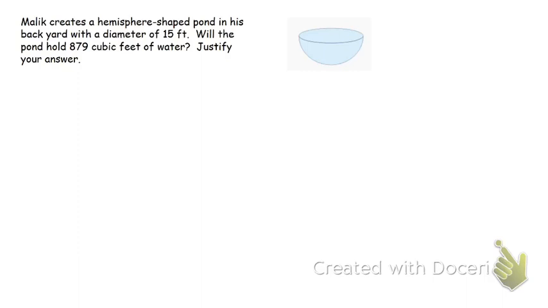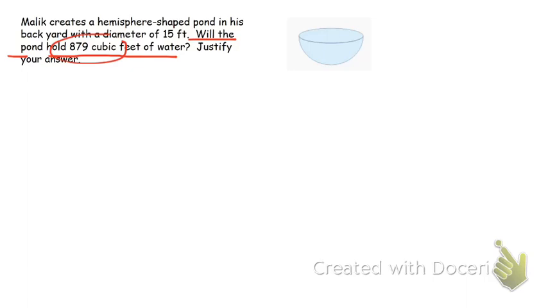Okay. So this last one is another hemisphere, but it doesn't really say the word volume directly. So how do you know when you're supposed to figure out volume versus surface area? Well, the question here is, will the pond hold this much water? Well, how much water will fit in that hemisphere? That's the same as saying, what's the volume? What's the space inside that hemisphere? So we need volume again for this problem.